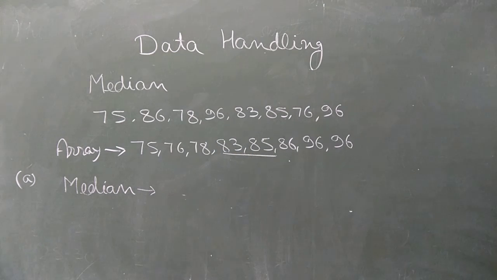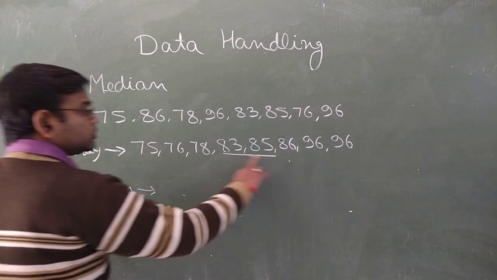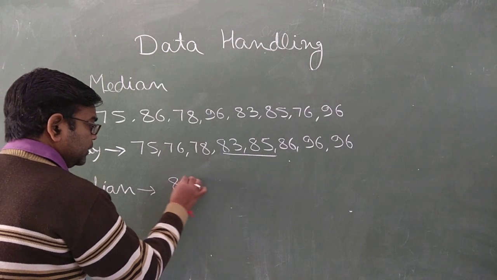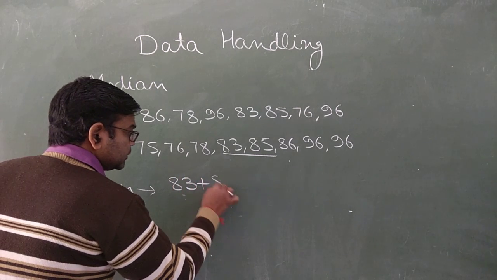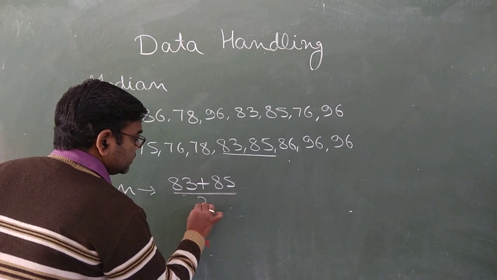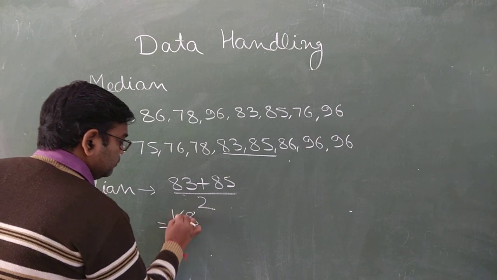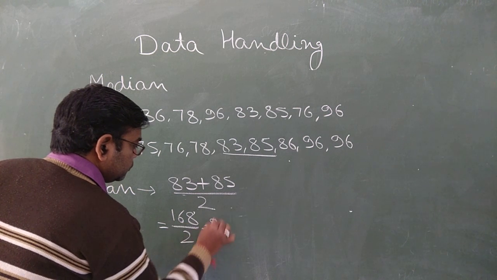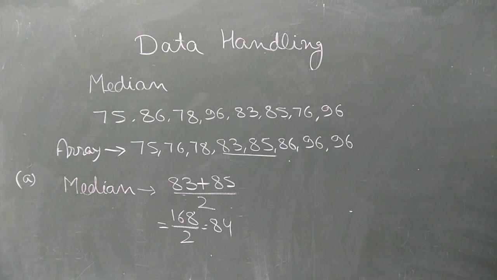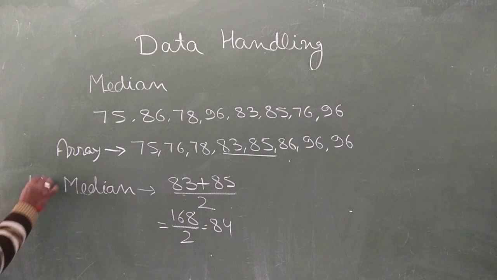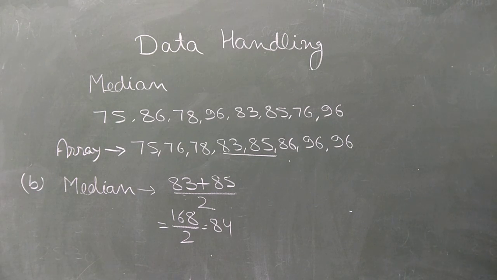If the number of data is even, then we choose these 2 data, and the median is the sum of these 2 data divided by 2, or you can say the average of this data. It's 83 plus 85, that is 168 by 2. It's 2 eights, 2 fours. So 84 is the median of this data. This is your B part, where the number of data is even, and if the number of data is odd, we can exactly pick the middle value. This is the concept of median of the given data.